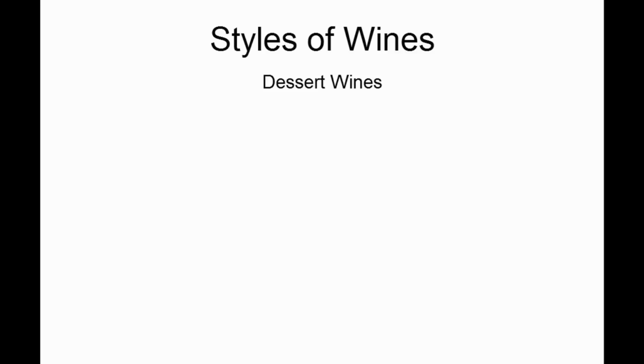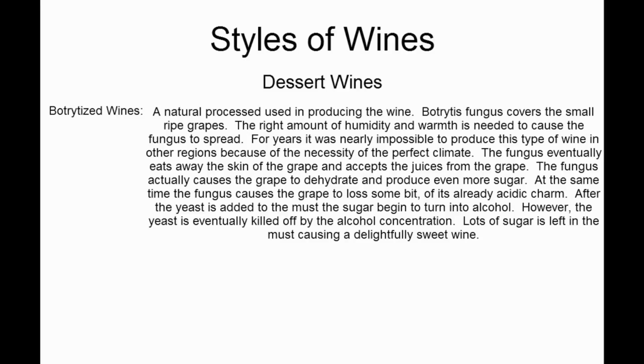Now let's discuss dessert wines. There are 4 styles of dessert wine, which would include botrytized wines, muscat, ice wines and late harvest. Botrytis is a natural process used in producing the wine. Botrytis fungus covers the small ripe grapes. The fungus eventually eats away the skin of the grape and accesses the juice. The fungus actually causes the grape to dehydrate and produce even more sugar. At the same time, the fungus causes the grape to lose some bit of its already acidic charm.